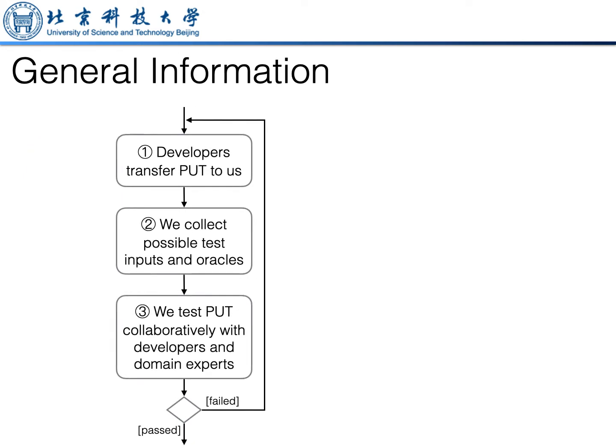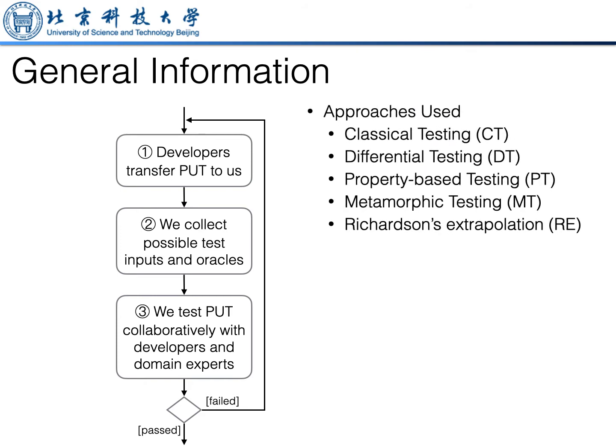We followed a very natural work procedure to test the 5 programs. First, when developers regarded that their program was ready for testing, they sent the program to us. Then, we collect possible test inputs and oracles and test the program collaboratively with developers and domain experts. If the program fails the test, then we ask the developers to fix the program and rerun the test. We tried several testing approaches, including classical testing, differential testing, property-based testing, metamorphic testing, and Richardson's extrapolation. We will discuss them later.